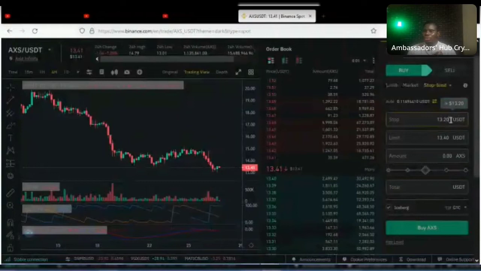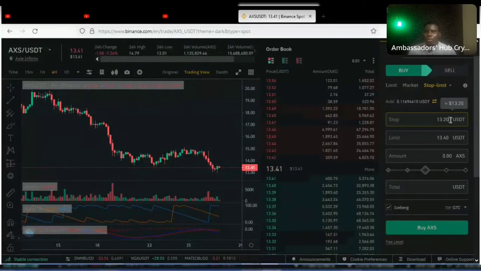Let's say you don't want the market to go down. Nobody likes seeing the market go down. But you're saying, just in case the market goes down, I don't want to lose much money. I want to lose a little amount, right? So you put the price at which you feel is comfortable for your stop loss. What it means is if the market drops to this price, it will automatically sell.